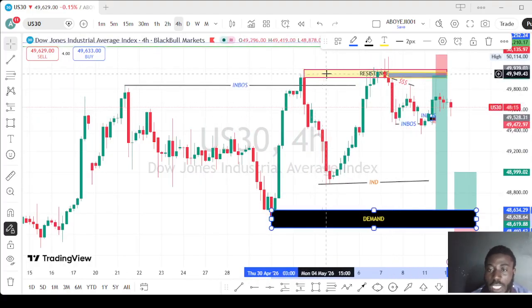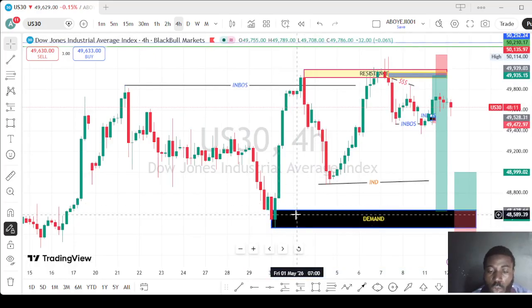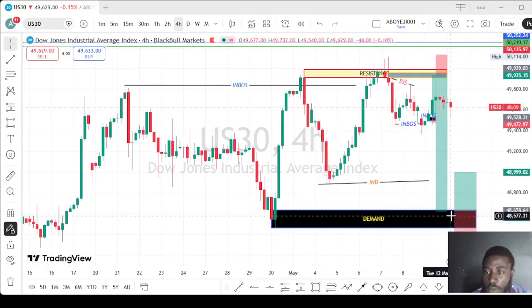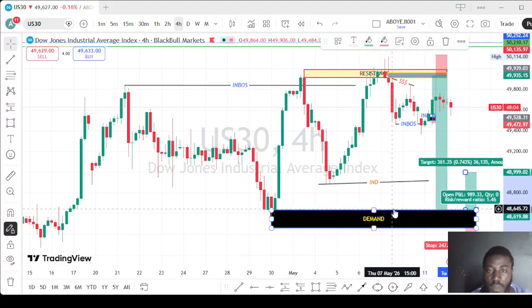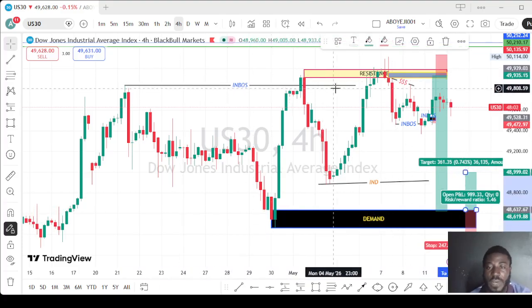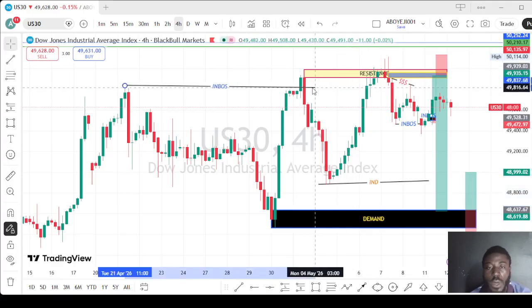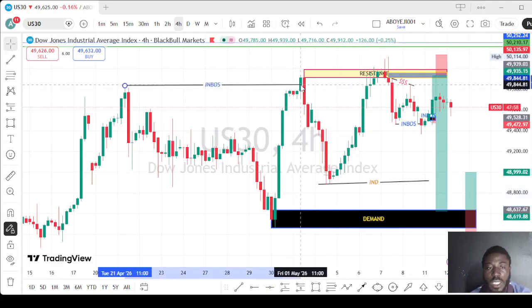This place has turned to resistance. You can see how it's turned to resistance, and this is the demand we plotted on the daily time frame, in which we are still expecting the market to buy. If you want to redefine the market on this 4 hour time frame, we just redefine it like this, because this is the break of structure. This is the valid break of structure for us.